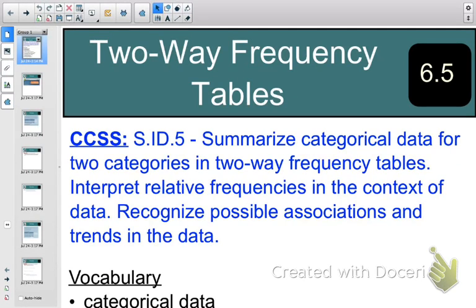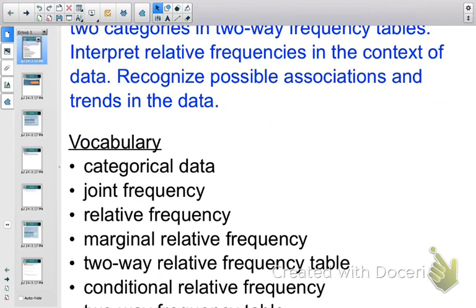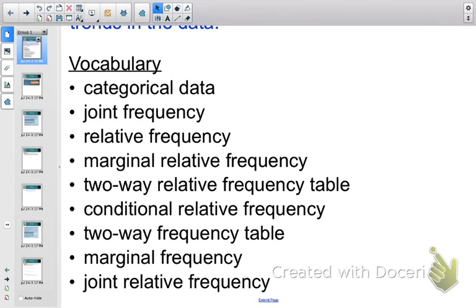Okay, so 6.5. This is our last section for Chapter 6. It's on two-way frequency tables. Your Common Core Standard is SID 5, which says summarize categorical data for two categories into a two-way frequency table, interpret relative frequencies, and recognize possible associations and trends in the data. So lots of vocab here. We're going to talk about what categorical data is, what joint, relative, and marginal frequencies are, marginal relative frequency, two-way relative frequency tables, conditional relative frequency tables, lots and lots of frequency stuff.